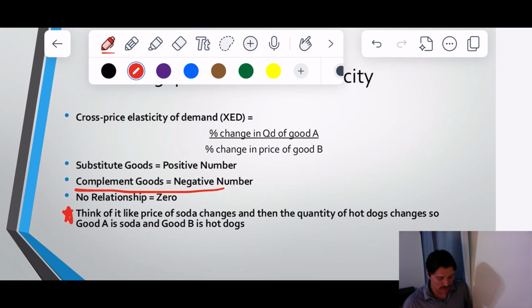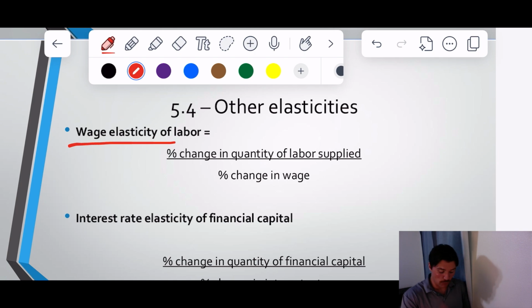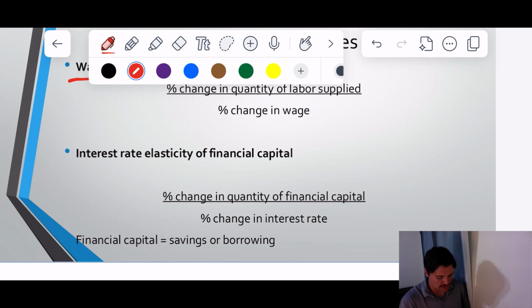All right. The last thing I'll wrap up with is the other elasticities. We're not going to really focus on these, but I just wanted to let you know that these exist. So you can look at wage elasticity of labor. Basically, because wage changes, how many hours are you going to change? Are you going to work a lot more, a lot less, things like that? And we also have elasticity for interest rates. How sensitive are you to how much you want to get as a loan because interest rates change?